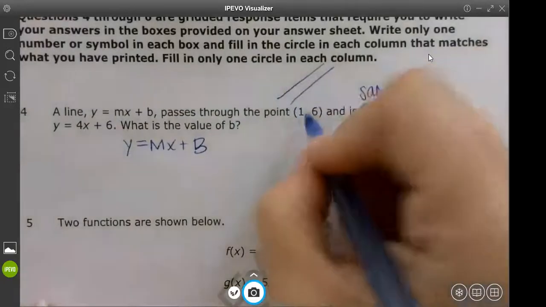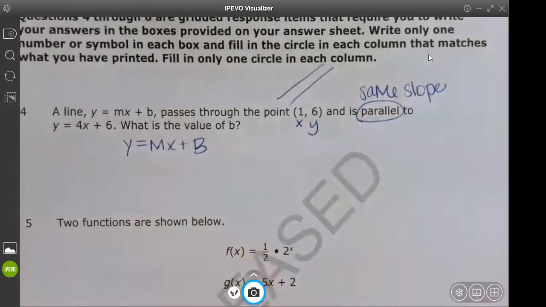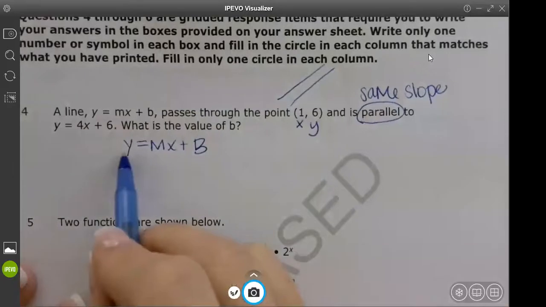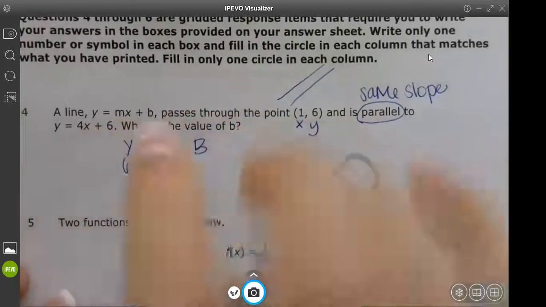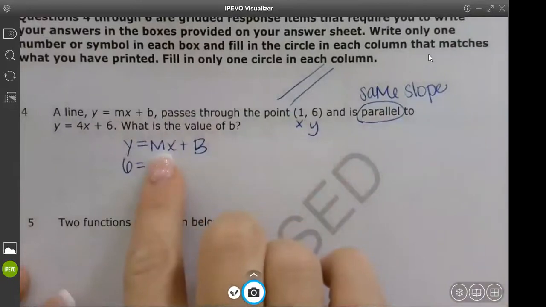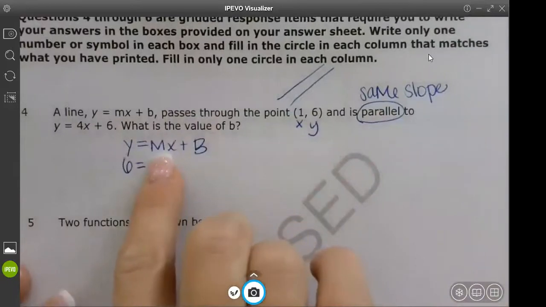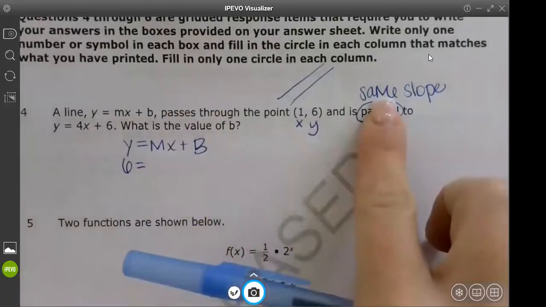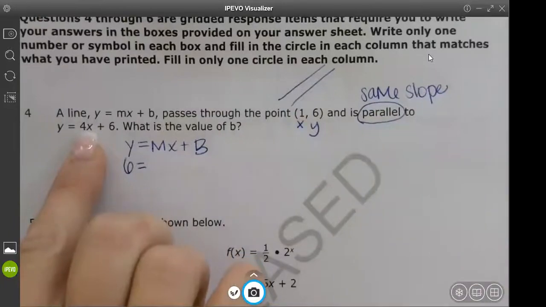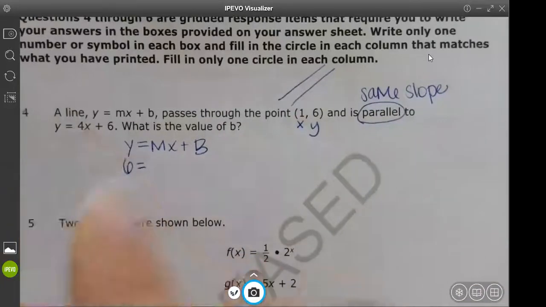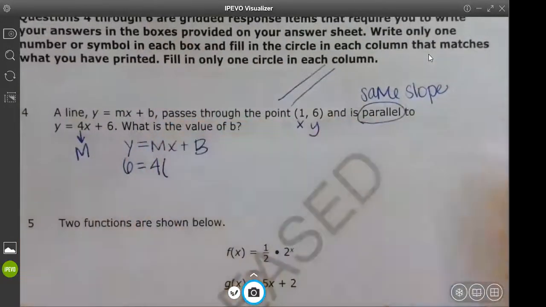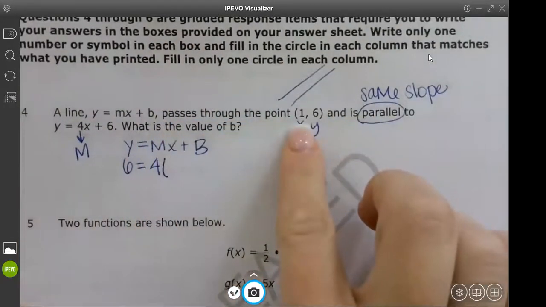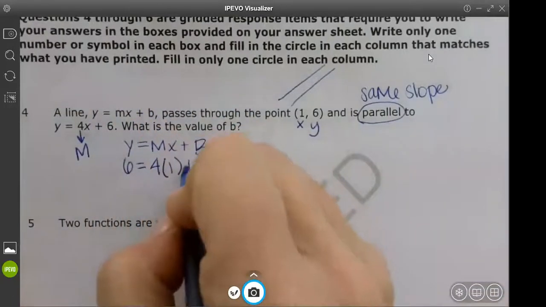They give us a point. Remember, it's an x, y point. What's your y coordinate? 6. What does m represent? The slope. We want the same slope as this equation. So what number are we putting in for m? 4. What is our x value they gave us? 1. And then we're looking for b.